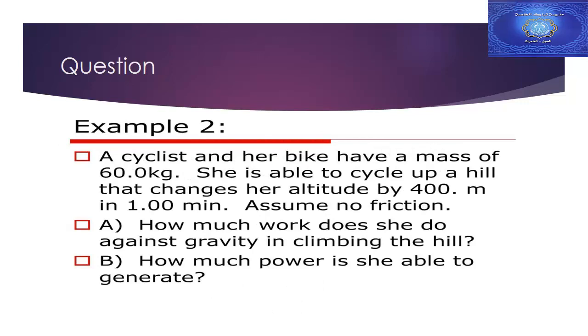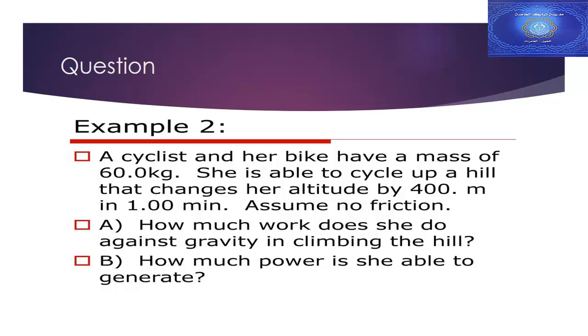Second question. A cyclist and her bike have a mass of 60 kilograms. She is able to cycle up a hill that changes her altitude by 400 meters in 1 minute. Assume no friction. How much work does she do against gravity in climbing the hill? How much power is she able to generate?